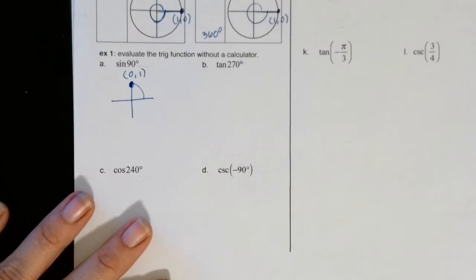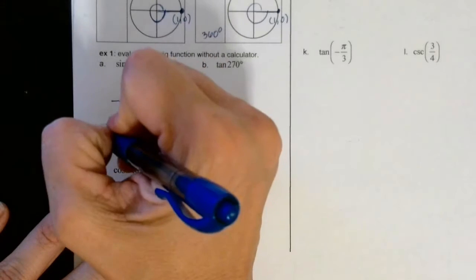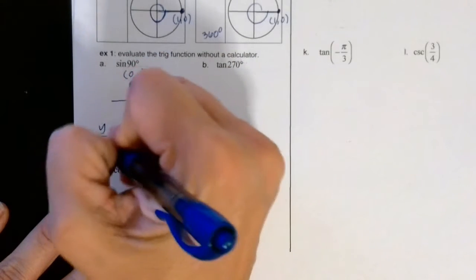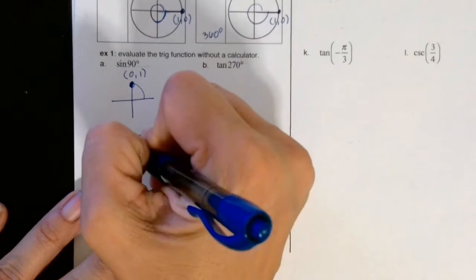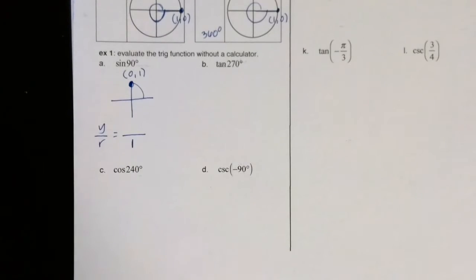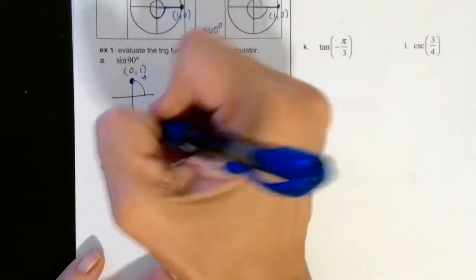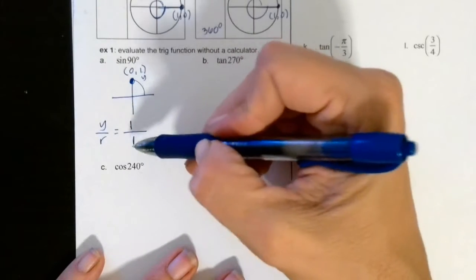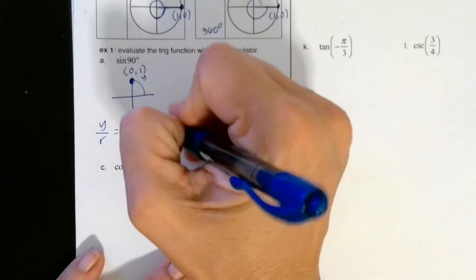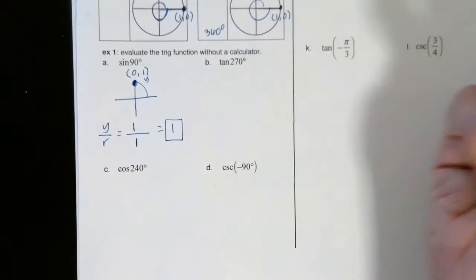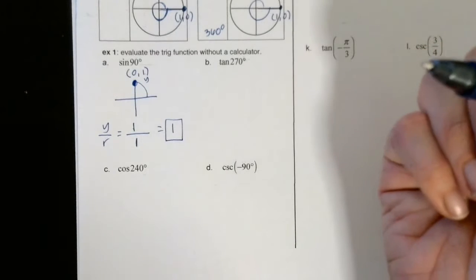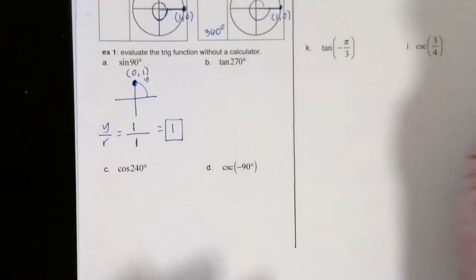You're like, okay, so sine is equal to y over r. Because you're on the unit circle, the radius is 1 unit, so it's 1. What's the y coordinate here? The y coordinate here is 1. What is 1 divided by 1? 1. So you could even punch this into your calculator, make sure you're in degree mode, but if you type in sine of 90 degrees, it'll tell you it's 1.